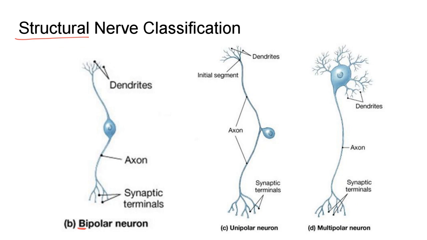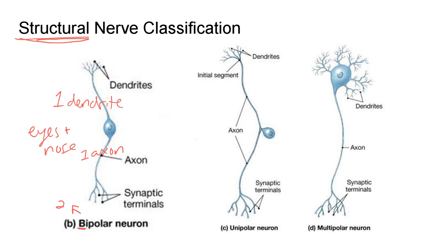So now we're going to look at our structural classification of nerves, so how they're physically built. We're going to look at just these couple of examples and we'll be all set. So our bipolar neuron, bi means two, right? So it's going to have two processes that come off of it. They're going to have one main dendrite and one axon. So there's our two processes. You can find examples of these in the eyes and in the nose.